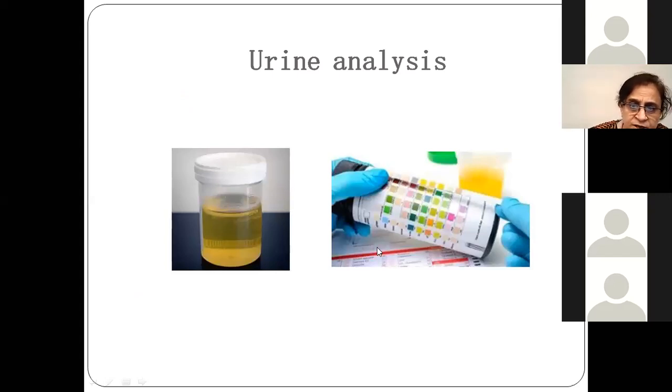This is how we do it in the lab. This is a strip, and it is color coded, and the color change is noted down. And from here, we can see the pH, and whether protein is present or not.